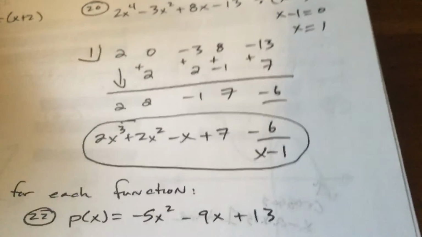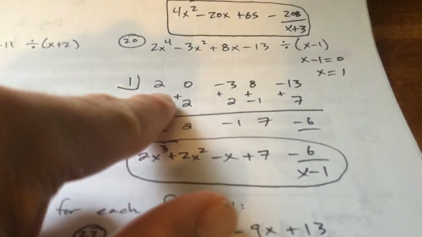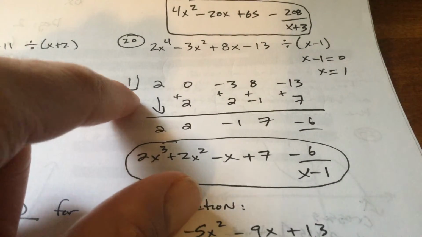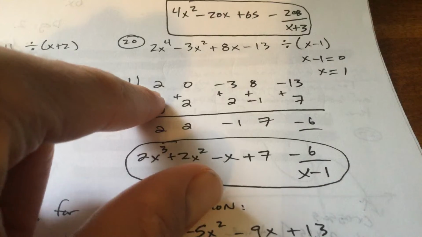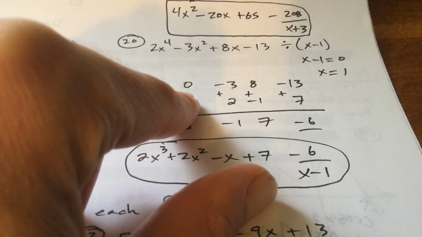Same type of thing here in number 20. The only difference is what goes in the cubby is positive here. x minus 1, set it equal to 0, testing to see if 1 is a solution. 2 for 2x to the fourth. I skip x to the third, so I have to put a 0 in its place.